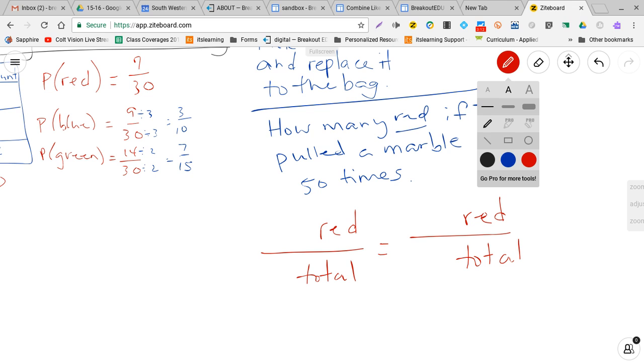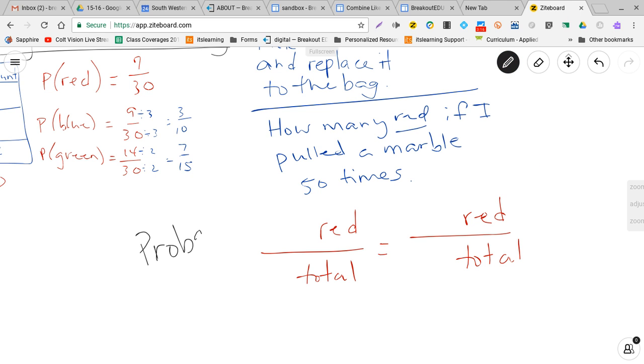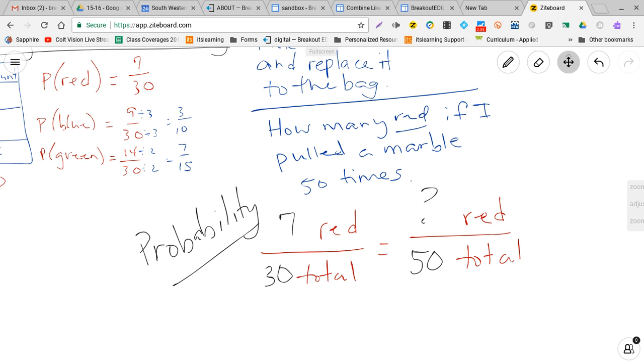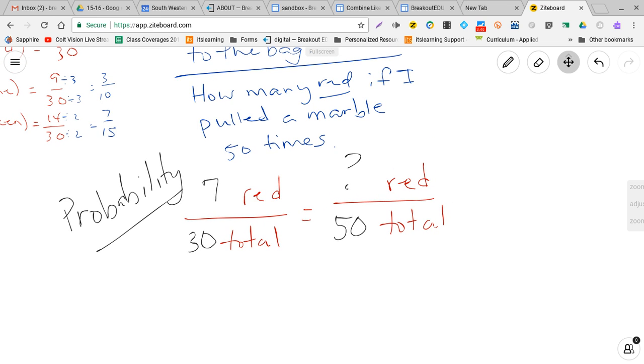So on the left side over here, I already have information. This is going to be my probability. By finding that probability, I can help make some predictions. So I knew that the probability of getting red was 7 reds out of 30 totals. I want to know how many reds would I expect to get, question mark reds, if I picked 50 total times. So I have a nice proportion set up right here. 7 reds out of 30 totals equals how many reds out of 50 totals?